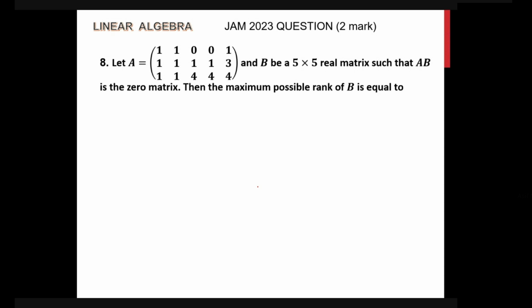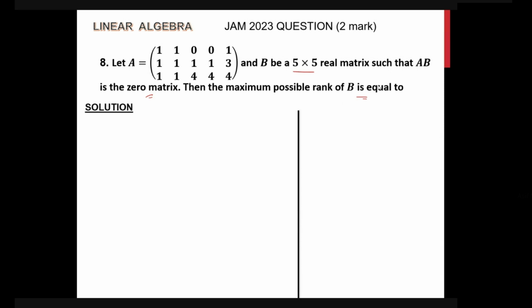This is from linear algebra. Let A be this matrix, 1 1 0 0 1 1 1 1 1 3, and let B be a 5 cross 5 real matrix such that AB is a zero matrix. Then the maximum possible rank of B is equal to.